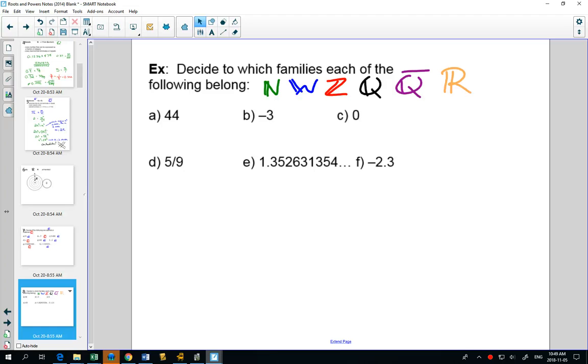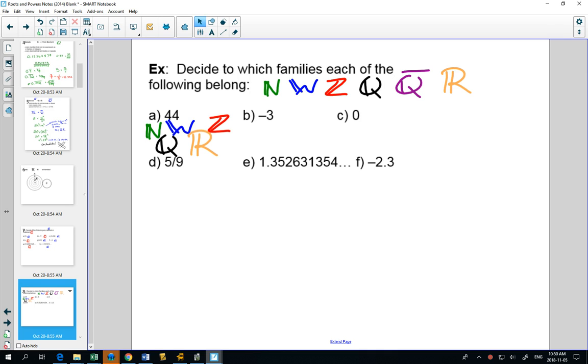One of the things that I do to figure these out is I try to think what's the smallest family it belongs to. So I've sort of listed my families from the smallest family to the biggest one. Is 44 a natural number? Yes. So as soon as it's a natural number, that means it's also a whole number, also an integer, and also a rational number. It will not be an irrational number. The irrational numbers are the ones that are completely separate, but it will also be a real number. So there's 5 families for 44.